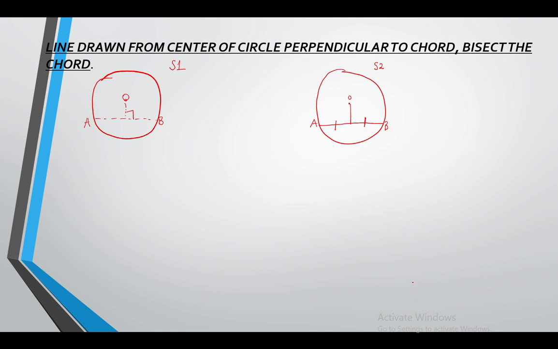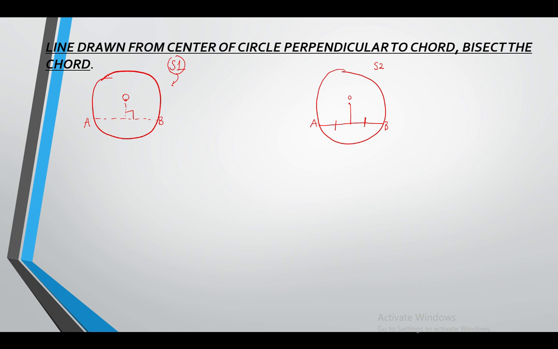Hello guys, hello. We are going to look at some ideas in Euclidean geometry, actually concerning the theorem that says a line drawn from the center of a circle perpendicular to a chord bisects the chord. So I've got situation one, I wrote S1, where I'm going to talk about the first situation. I'm calling it situation one.